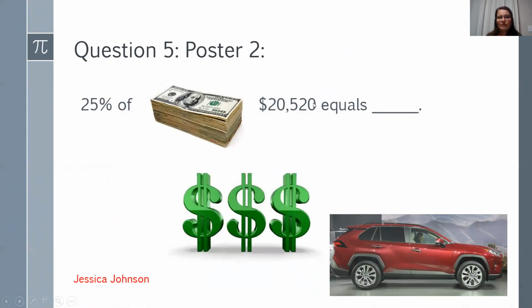25% of $20,520 equals what? There's my beautiful RAV4.